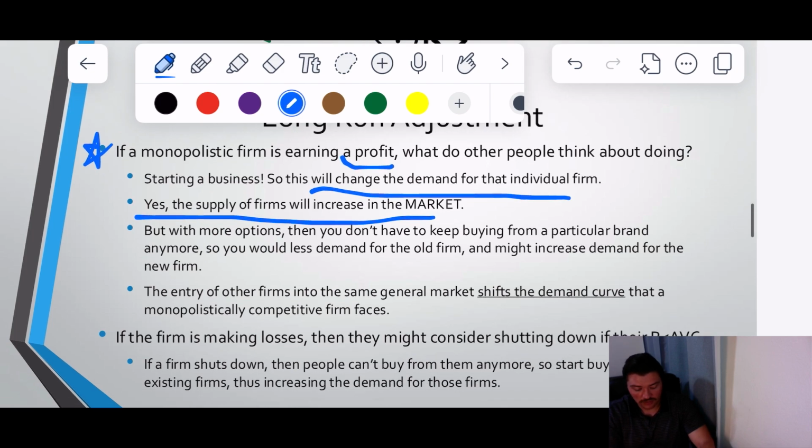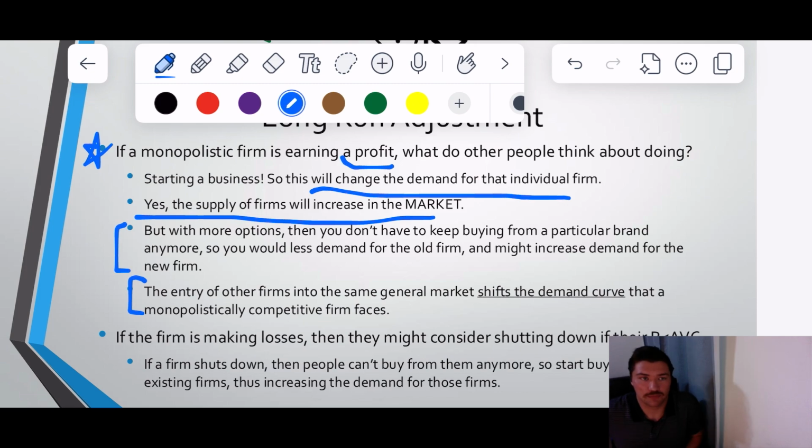Okay? With more options, you don't have to keep buying from a particular brand anymore. You will then try somewhere new. So your demand for this firm goes down and you would increase the demand for the new firm. All right? So the entry of other firms in the general market shifts the demand for that monopolistically competitive firm.